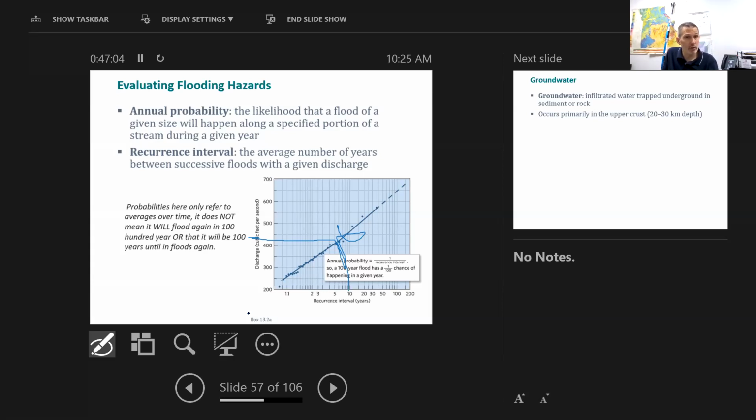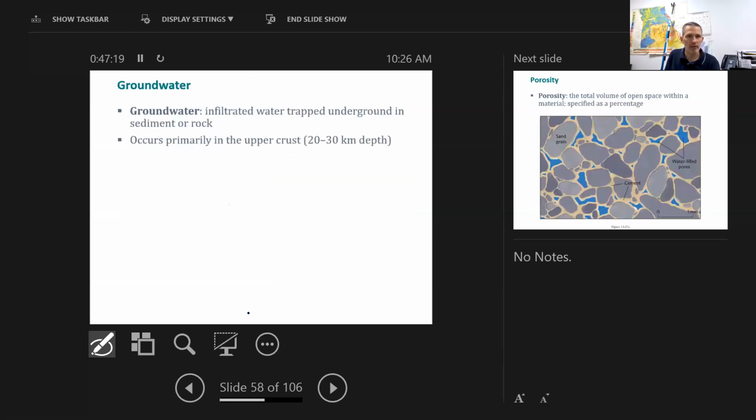Again, every river is going to have its own flood graph like this, and so you'd have to do one for each one of these rivers. Fortunately, as we learned earlier in this lecture, there's a bunch of data that we've been collecting on this.